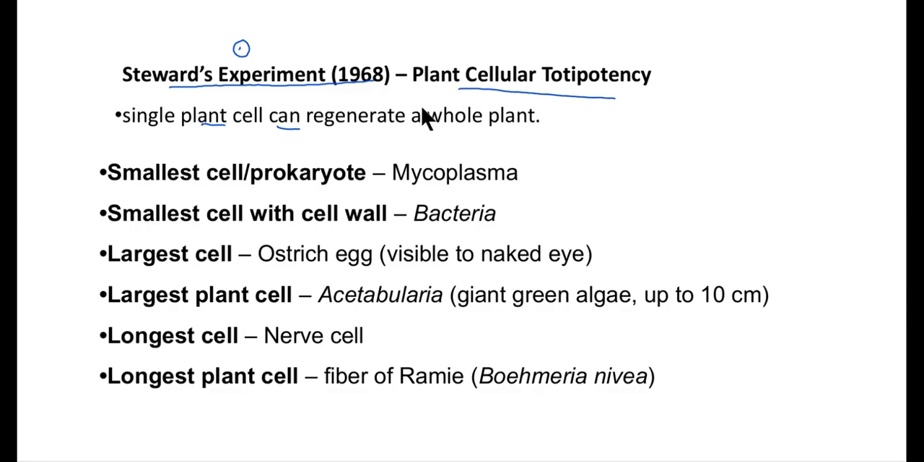The idea of cellular totipotency was first given by a German botanist named Haberlandt. He was the idea giver, and later the phenomenon of cellular totipotency was proved experimentally by the scientist Stewart and his co-workers.